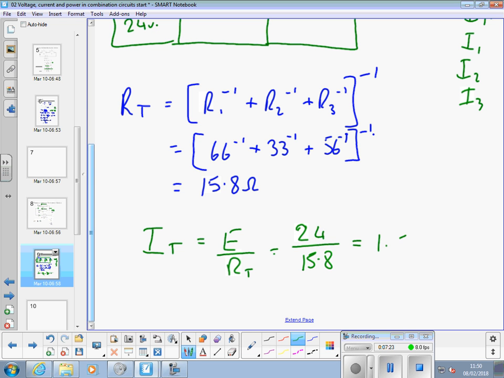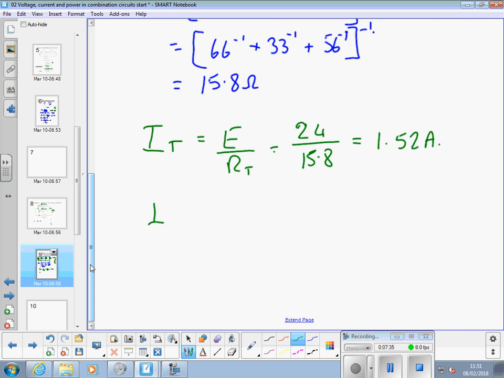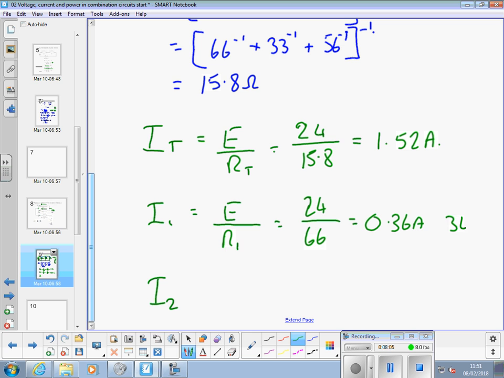1.52 amps. What about I1? Because that's all parallel, so we can go with E over R1. 24 over, what is R1? 66. Answer? 0.36 amps, 360 milliamps.